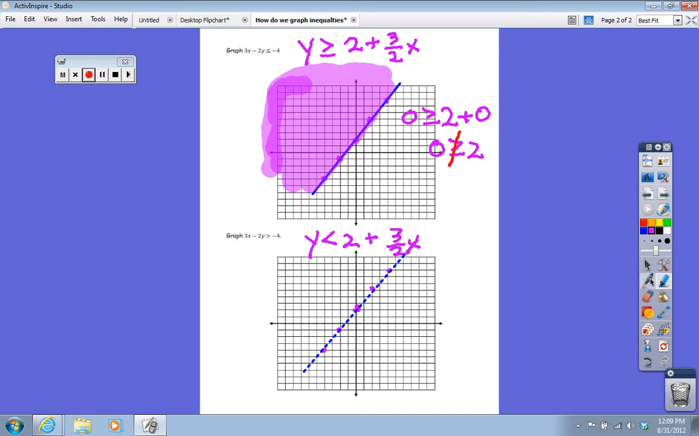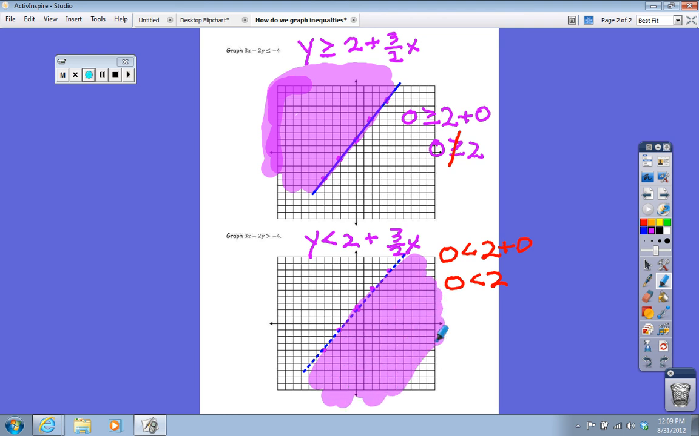Okay, on the other graph, we already know that the solution set cannot be on the line, but we need to know which side to shade. We could still use the same test point, 0 for y, less than 2, and of course we end up with a 0 here because x is 0, 0 times 3/2 is 0. Now, is 0 less than 2? It is. So everything on this side where 0, 0 is a solution. So I can shade in this part of the graph.